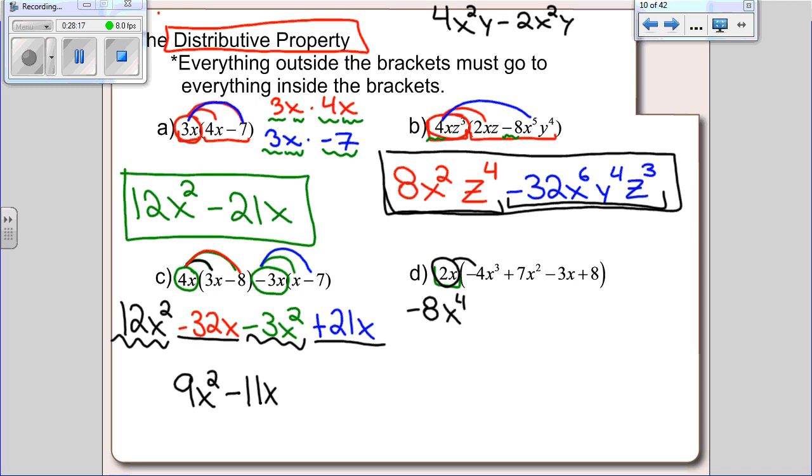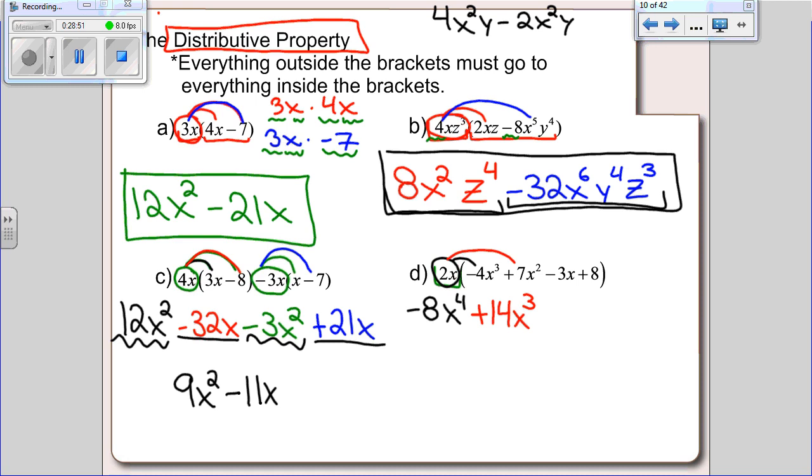That's the first distribution. I have to distribute again. So 2x times 7x squared. 2 times 7 is going to give me positive 14, so I go plus 14. x times x squared is going to be x cubed, so check your exponent. The other thing is make sure that you have a plus sign in there. So if I have a positive number, I put a plus sign. If it turns out to be a negative number, it would have been a subtraction.